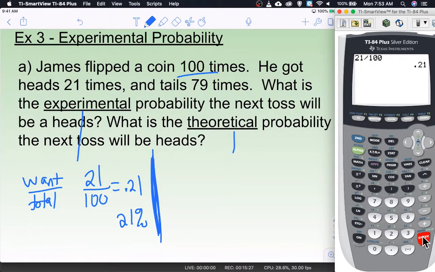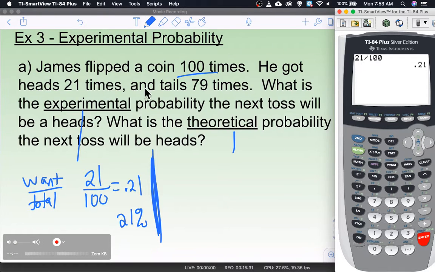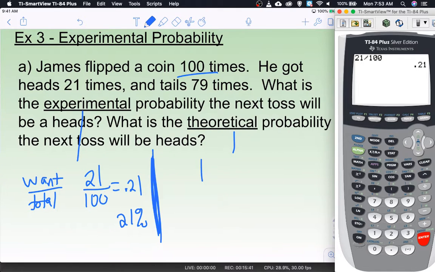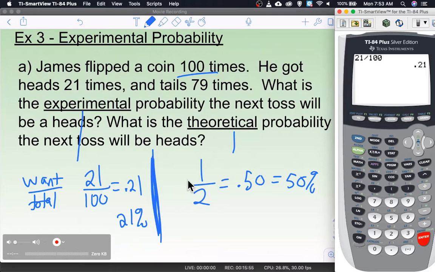Now, theoretical, assuming this is a fair coin, which we don't know. I mean, looking at this, I wouldn't guess this is a fair coin. That's a pretty big difference here. But assuming it's a fair coin, the coin has one side that's heads out of two sides total. You know, coins have two sides. So the theoretical probability is still that 50%. So these don't have to be the same based off your experiment. What should happen?